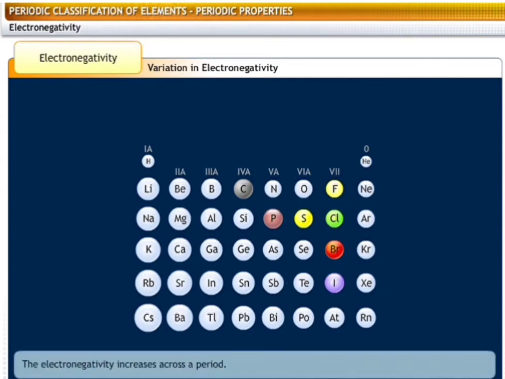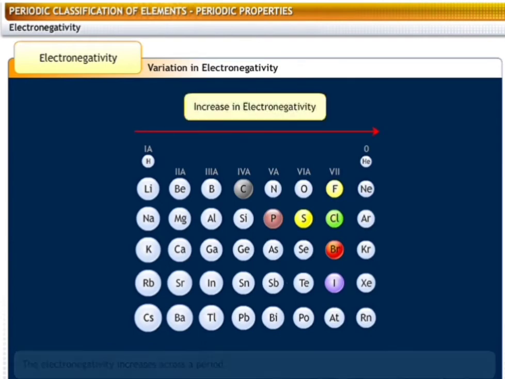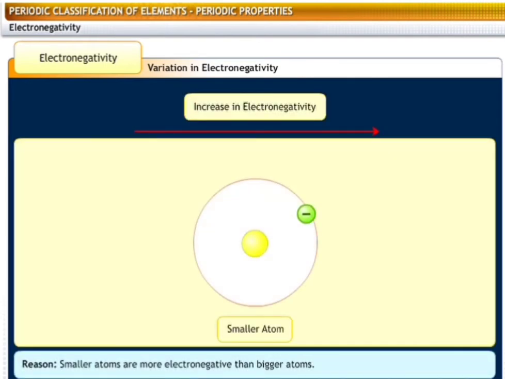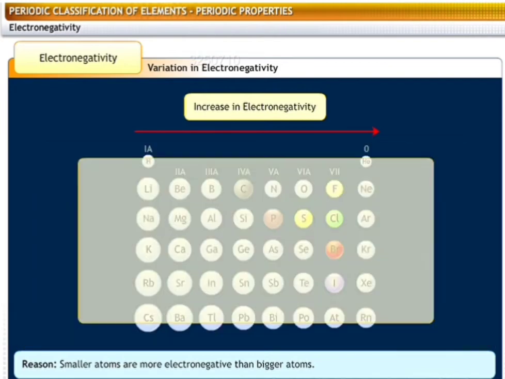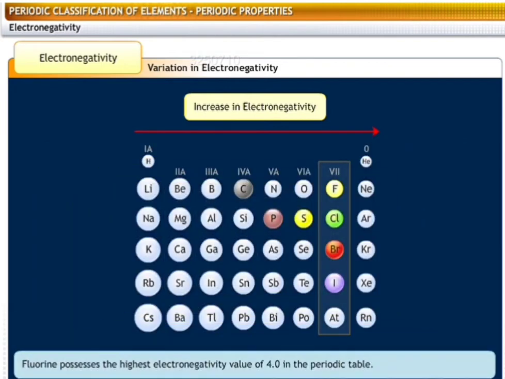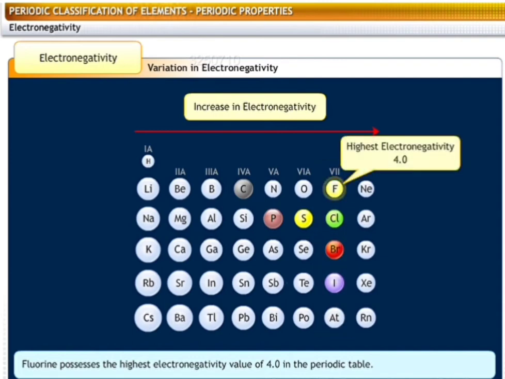Across a period, electronegativity increases from left to right, as smaller atoms are more electronegative than bigger atoms. In smaller atoms, the outer shell is very close to the nucleus and hence the attraction between the nucleus and the electrons is stronger. In the periodic table, halogens have high values. Fluorine possesses the highest electronegativity value of 4.0 in the periodic table.